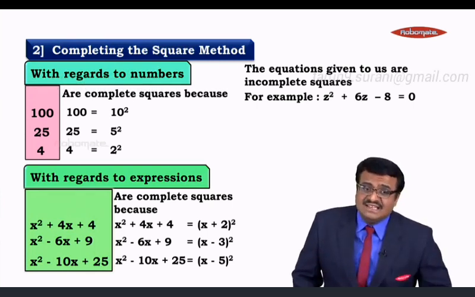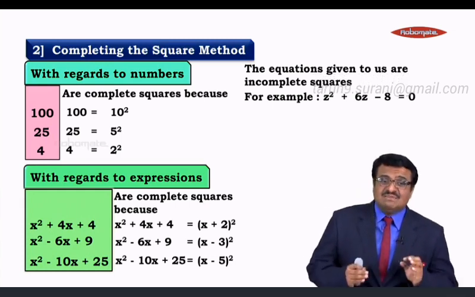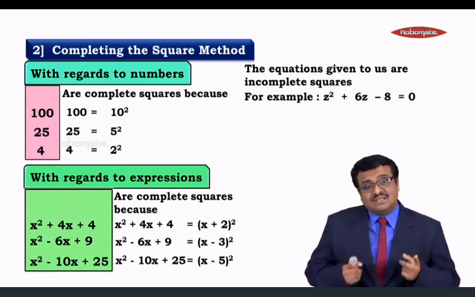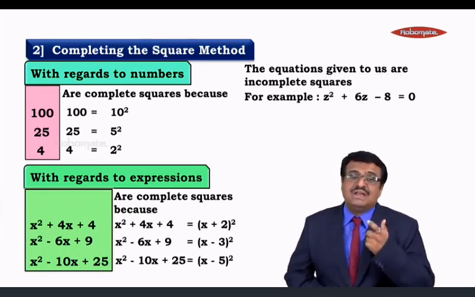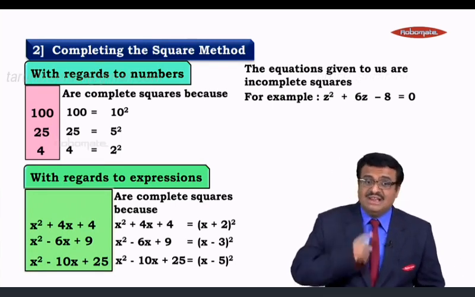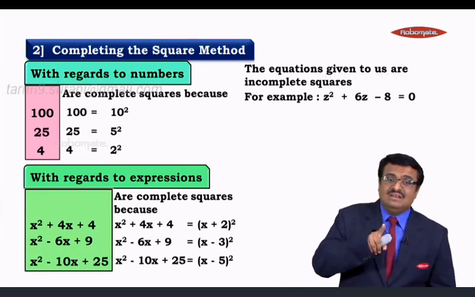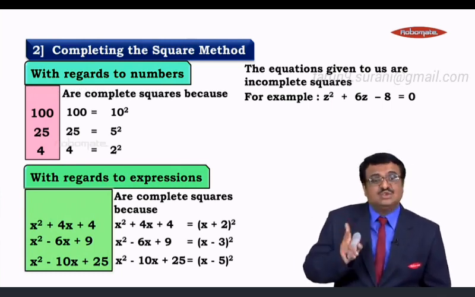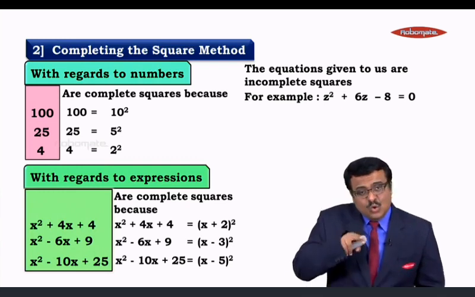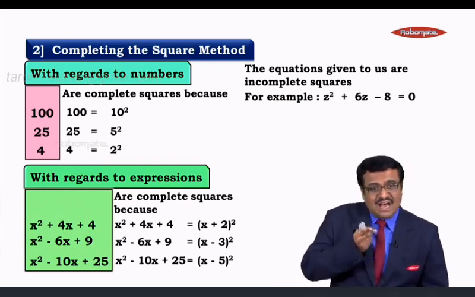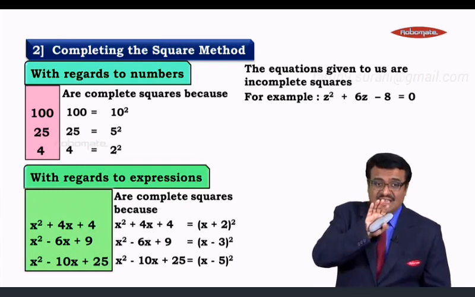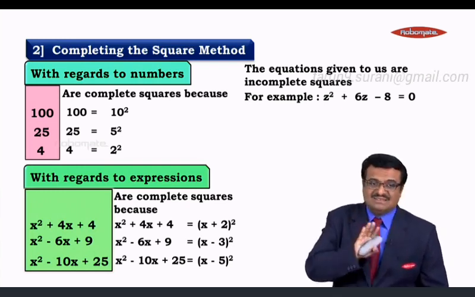Look at the last sign. The last sign is minus. Minus means subtracting the factors, we should get the middle number, which is 6. Factors of 8, when you subtract, you should get 6. 1 into 8 is 8. 8 and 1, when you subtract, you are not going to get 6. And the second is 2 into 4 is 8. 2 and 4, if you subtract, are you going to get 6? No. That means this equation as given to us is not factorizable.